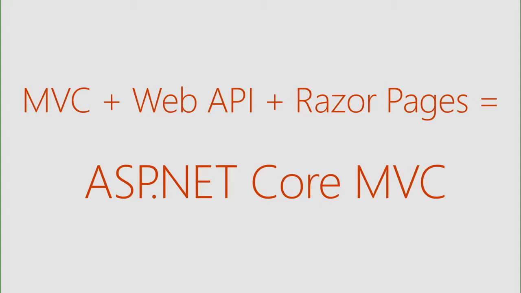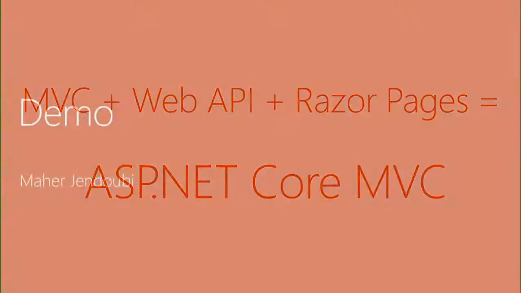ASP.NET Core MVC is now a unification of MVC and Web API, and we have the same namespaces for MVC and Web API. And Razor Pages is a new feature in ASP.NET Core 2.0. It has less ceremony. We don't use controllers, only to develop dynamic web pages. So we can switch to the demo now.